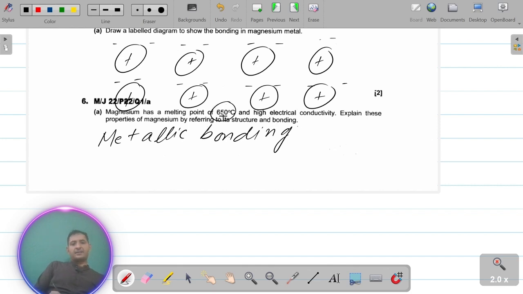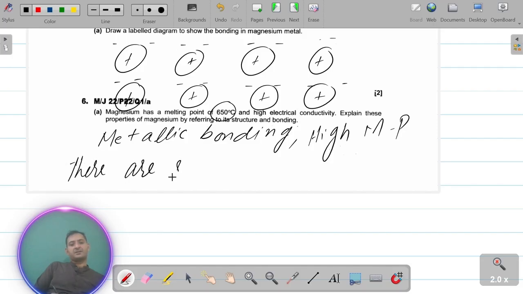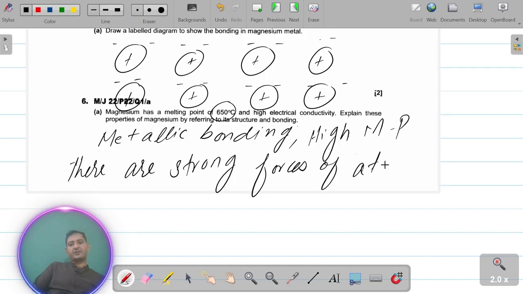Okay, so high melting point. High melting point means there are strong forces of attraction. Okay, so because it's a metal, and you know this positive is strongly attracted to this negative ion.